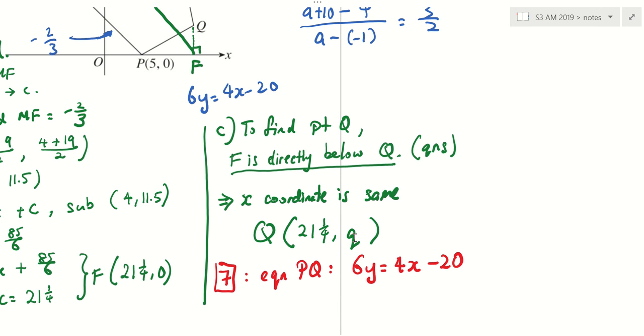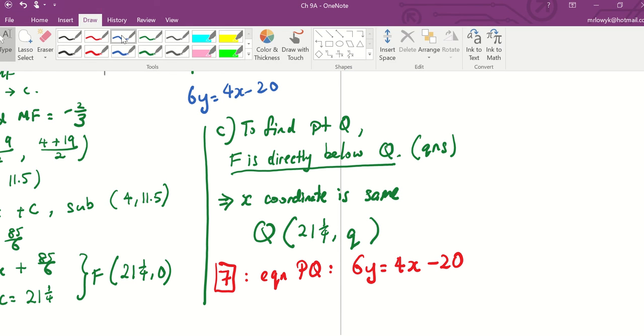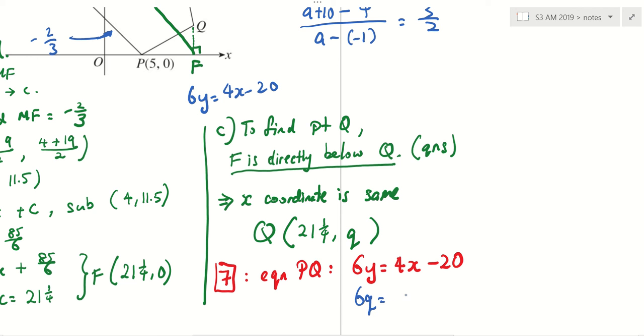To find point Q, use equation PQ and sub in the point Q into the equation. So try. I will write down 6q equals 4 times (21 and 1/4) minus 20. So what is q, Matthew? 4/6? Is that correct? Can you work it out with the calculator and tell me what is q? 65/6. Yes, so this is your Q, put it into the Q.